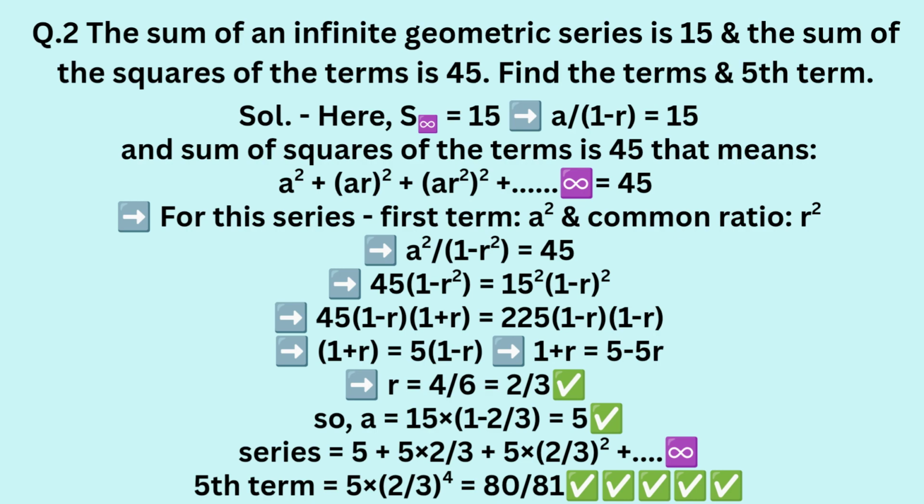So solving both these equations, we will get r is equal to 2 by 3 and a is equal to 5. So the series is 5, 10 by 3, 20 by 9, and so on, and the fifth term is 80 by 81.